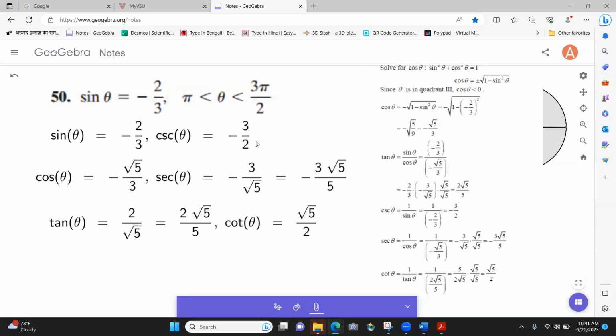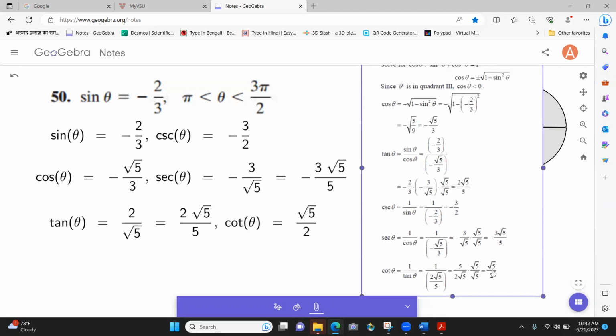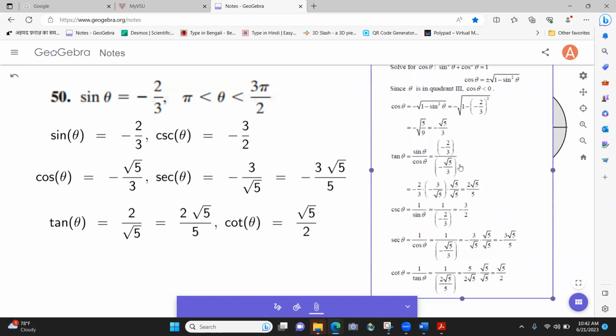Cosecant is 3 over 2 minus, right? Secant is 3 square root of 5 over 5. That's also right. And cotangent is, of course, that's the easy one. You don't have to rationalize the denominator. 2 times square root of 5 over 5, we are good. So here we have it, guys.